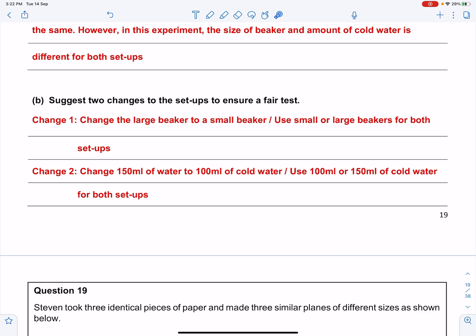So in science, you need to be specific. So you can say change. Change a large beaker to a small beaker. Or you can say things like use 100 ml of cold water for both setups. So you see how specific the answer actually requires you to be.